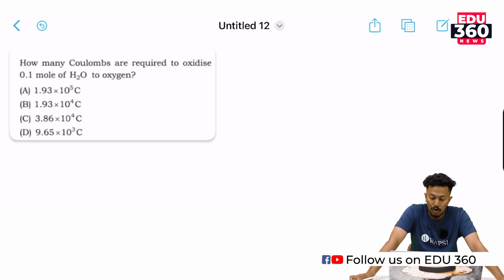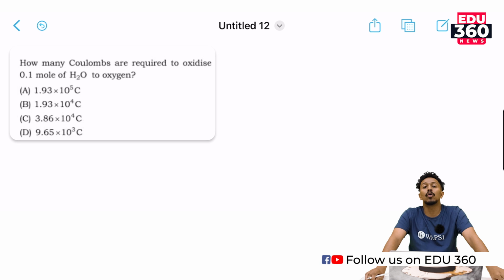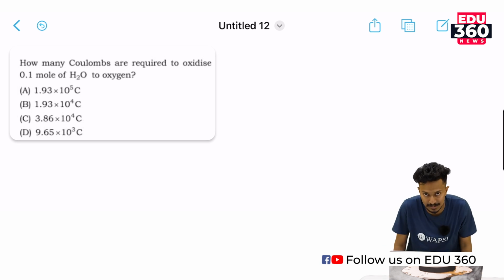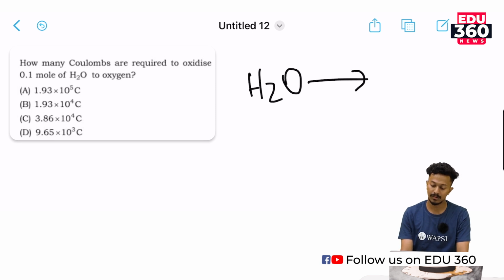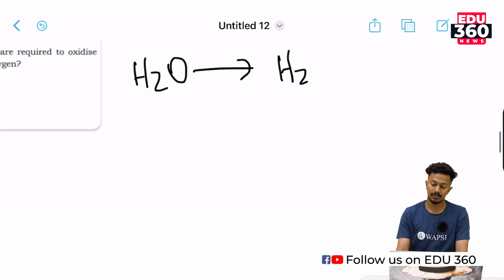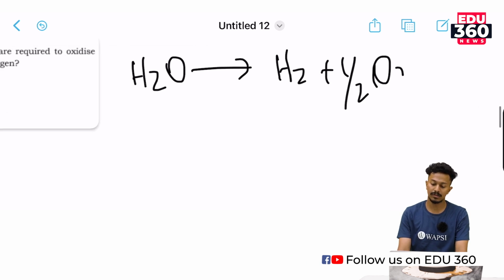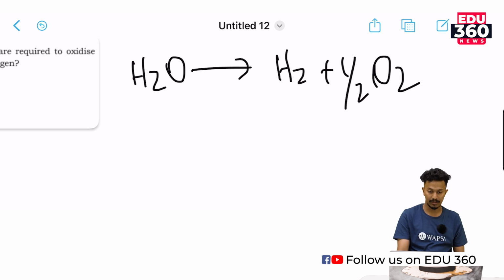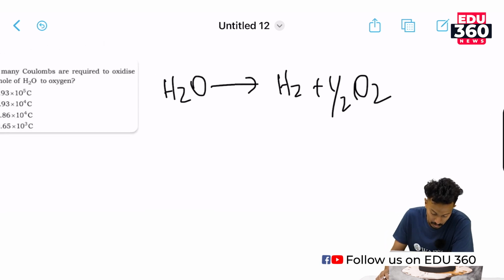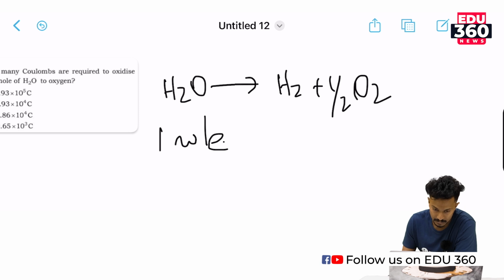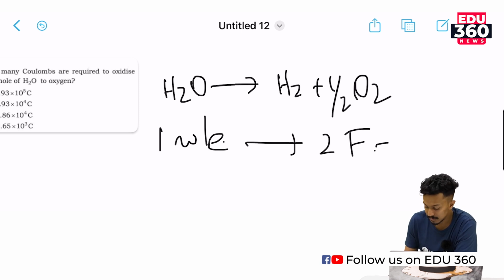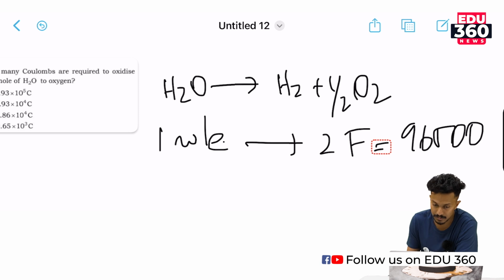Our next question is: how many coulombs are required to oxidize 0.1 mole of H2O to oxygen? Well, we have to oxidize H2O, which means oxidation of H2O gives H2 plus half O2. Okay, this is our balanced chemical reaction. How many coulombs are required to oxidize 0.1 mole? When 1 mole of H2O is oxidized, it needs 2 Faradays, right? 96500 into 2.